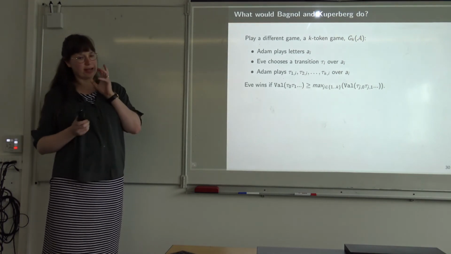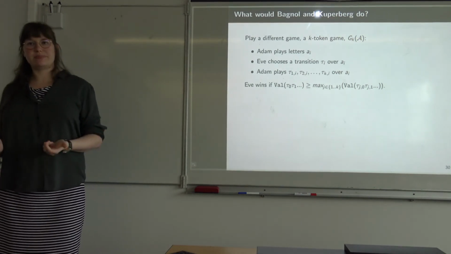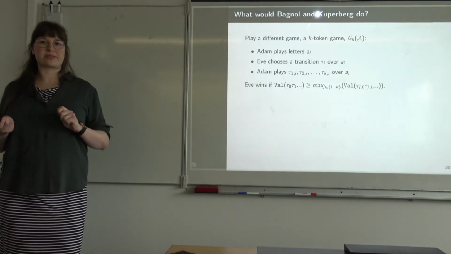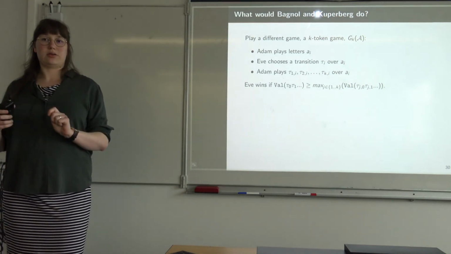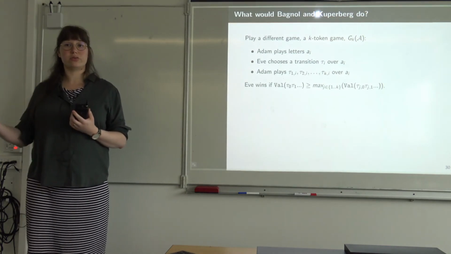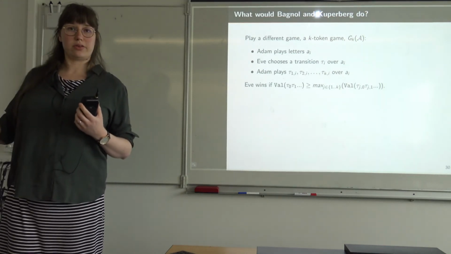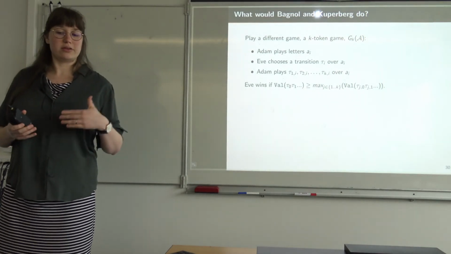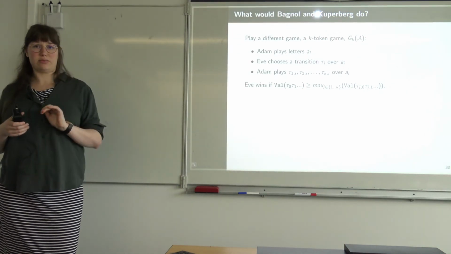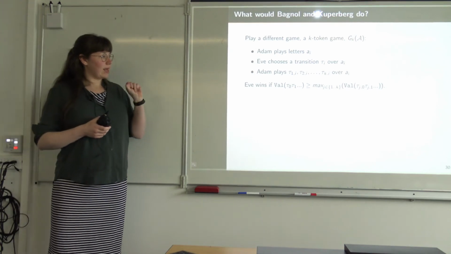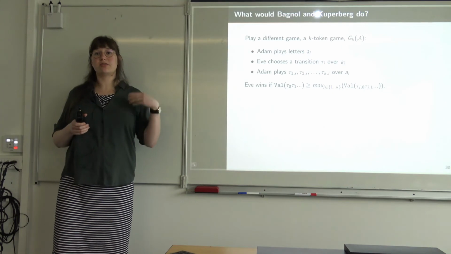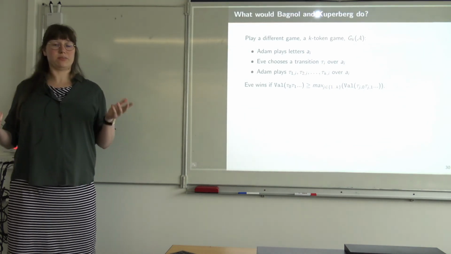And the games they play are like this. Again, Adam plays letters, Eve responds with transitions, tries to build a good run. But this time, Adam, after Eve has played a transition, also has to play some transitions. So Adam now has some k number of tokens that he also has to use to build k runs over the same word. And this time, Eve doesn't have to match the actual value of the word, it just has to do as well as any of Adam's runs. And why these games are potentially interesting is that now we have some concrete runs to compare Eve's run to, rather than this abstract value.